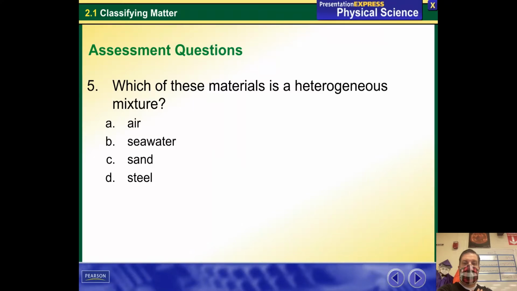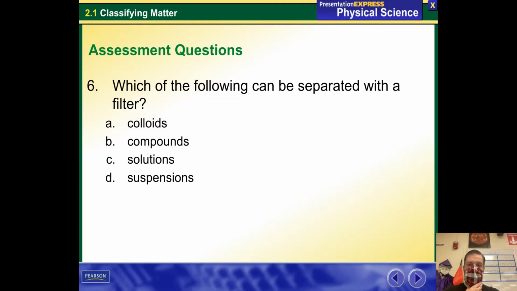Heterogeneous. Oh, I know the answer. What do you guys think it is? It's going to surprise you. We said it? Yeah, I heard somebody kind of whisper it. C. Sand is crumbled up rocks, crumbled up minerals, crumbled up stuff, and it's a mixture. If you ever pick up sand and you look at it real close, there's light brown stuff, there's white things, there's gray things, little black things.